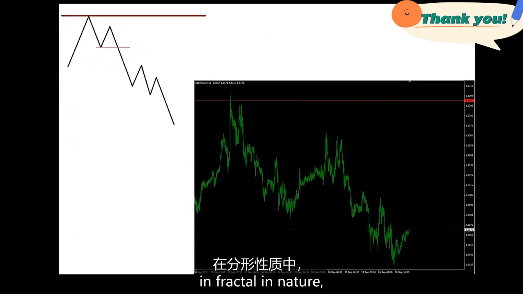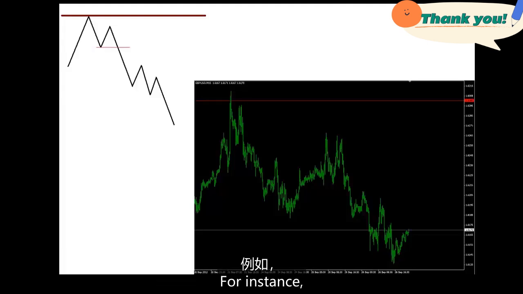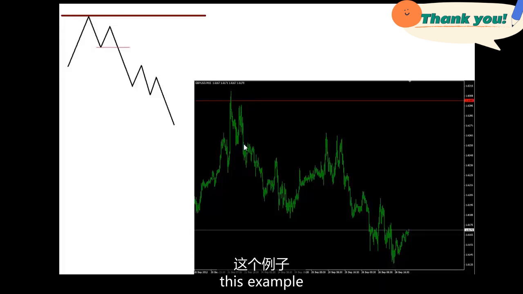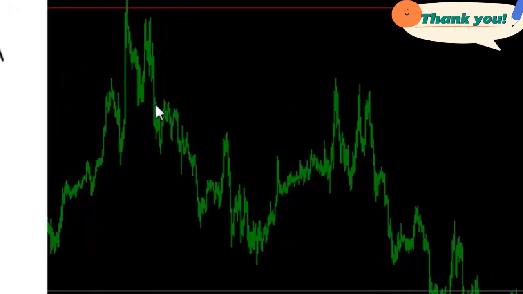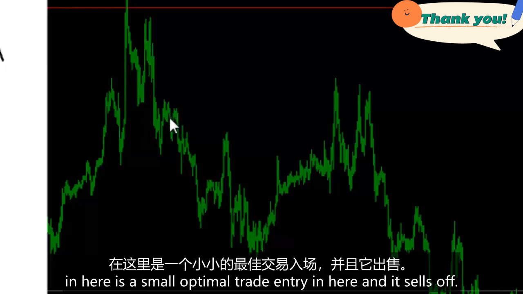Focusing on one pattern, fractal in nature, you can find several opportunities in this example alone that give you optimal trade entries. For instance, this optimal trade entry that we see here, when it broke this example of market flow changing to bearish, this swing high has to break before it becomes bullish again. Price moves lower, trades up, and inside here, just this small little time frame movement is a small optimal trade entry, and then sells off.